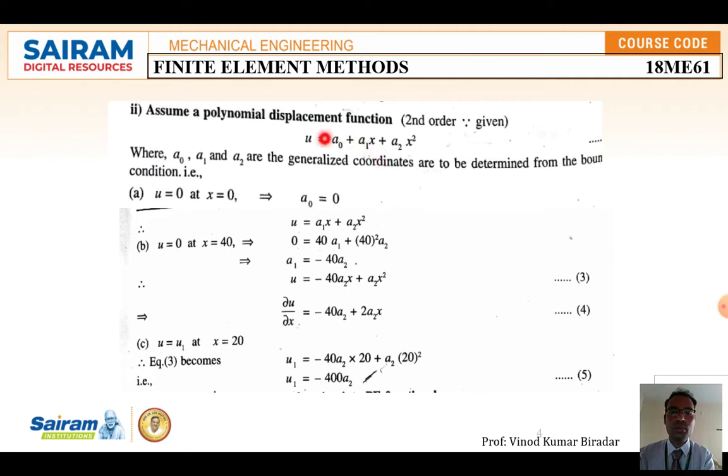So second order is nothing but what? u is equal to a0 plus a1x plus a2x square. For third order, you would need one more term here, so for second order you have to stop here. You have to assume this equation. So what is the next condition? What is the next step?